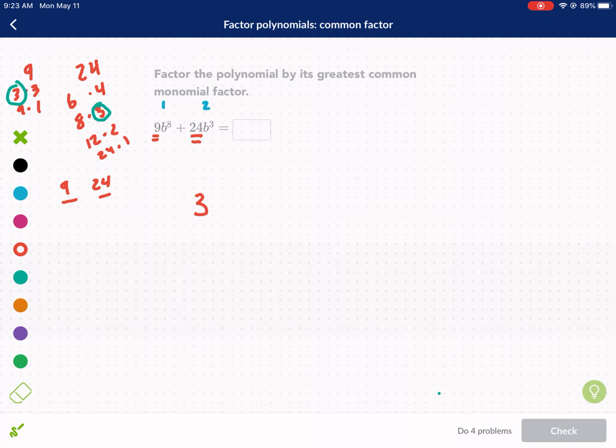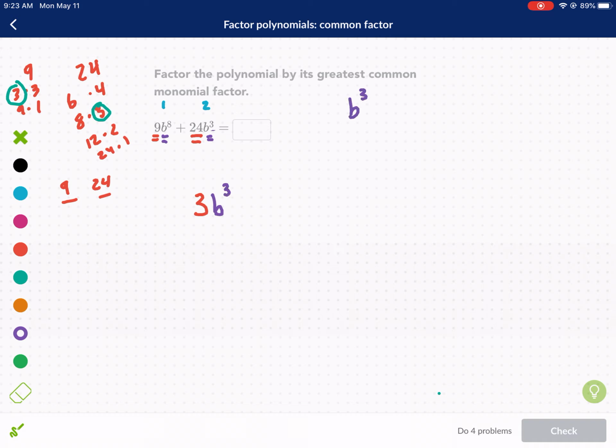Now we're going to do the same thing with the variable. If the variables are the same base, it makes it pretty easy for us, because the greatest common factor is always going to be the smaller of the exponents of that variable base. So this one is b to the third and that other one is b to the eighth. So b to the third is going to be our common factor.